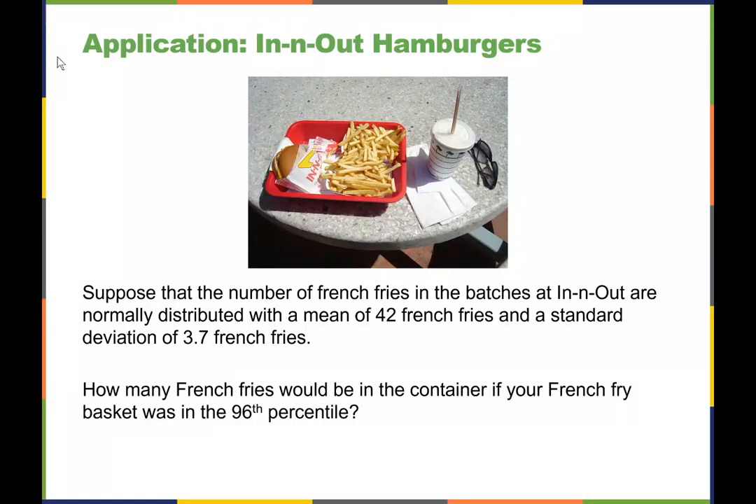Welcome to section 6.2, part 2. And this time we're going to kind of go the other way. We're going to be given a probability or a percentage, and we're going to figure out the cutoff values.